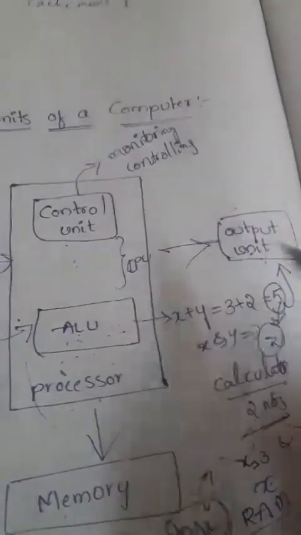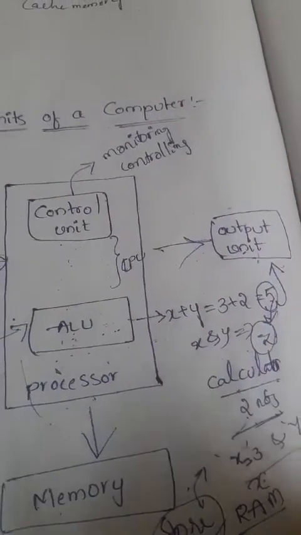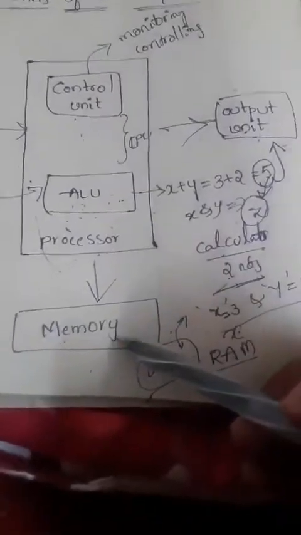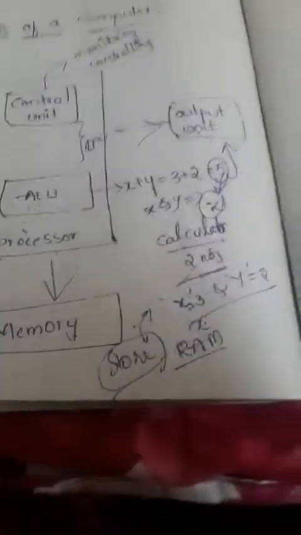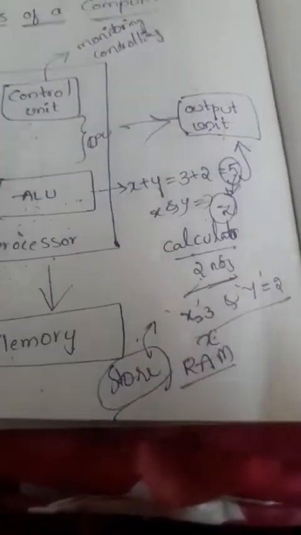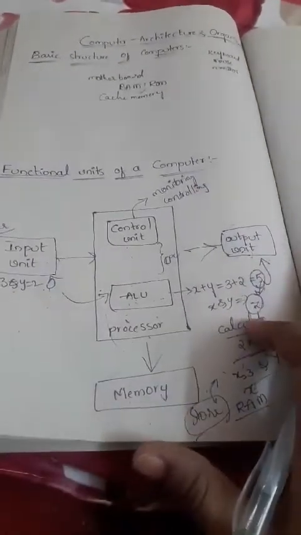Now whatever result we got will be stored in the memory unit. It will not be stored permanently, only for temporary purposes. Okay, so this is the explanation about the functional units of a computer.